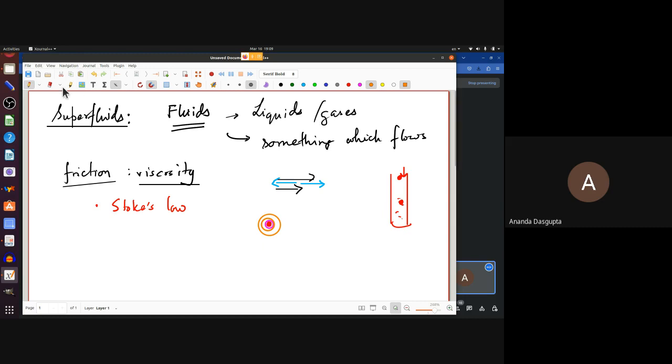Okay, fine. So that's where Stokes' law comes in, in terms of viscosity. But one question, did you ever try to measure the viscosity of water using this method? You did this Stokes' law experiment in class, right? I hope that you were in the labs before the pandemic hit, right?